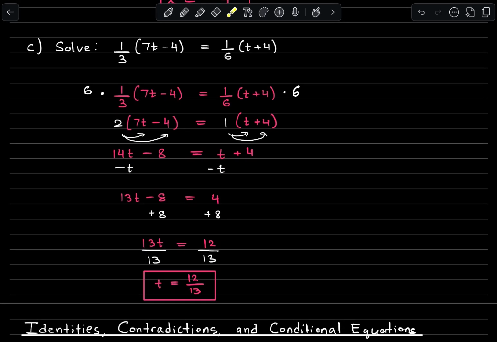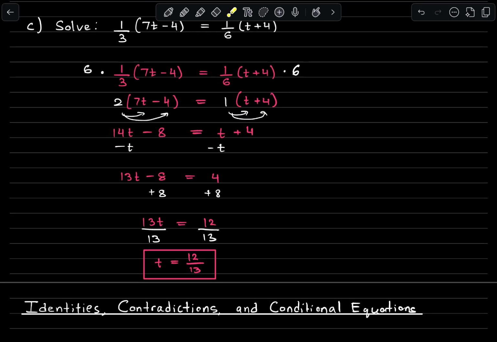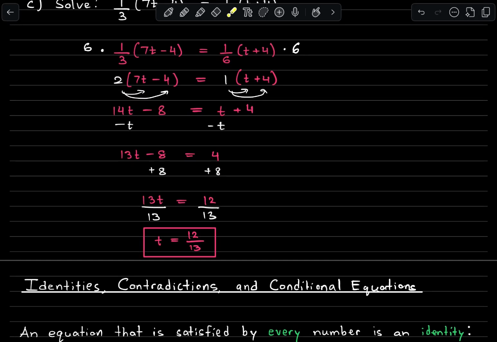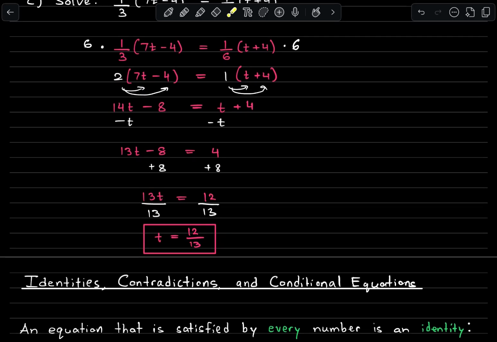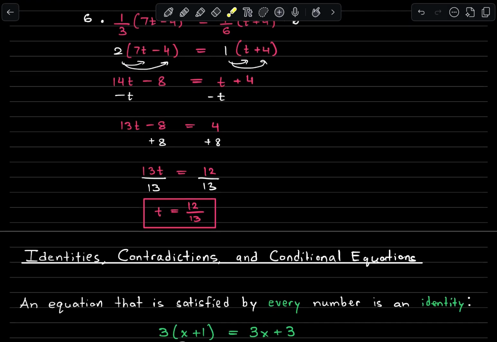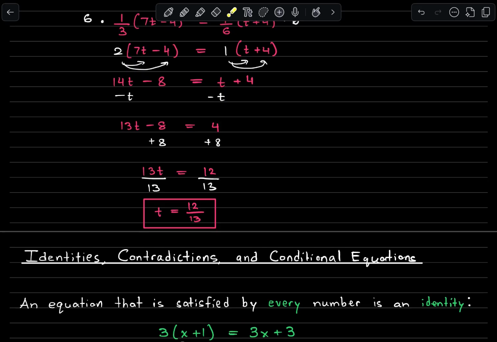Now real quick, let's talk about identities, contradictions, and conditional equations. So there's 3 major types of equations that we're going to come across, right? So an equation, first of all, that is satisfied by every number is called an identity, as in one part is identical to the other. And here's an example of that. So if you had something like 3 times x plus 1 is equal to 3x plus 3.